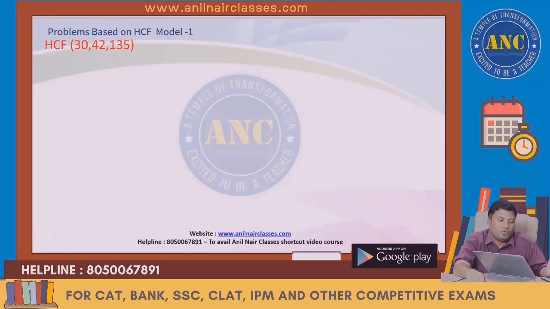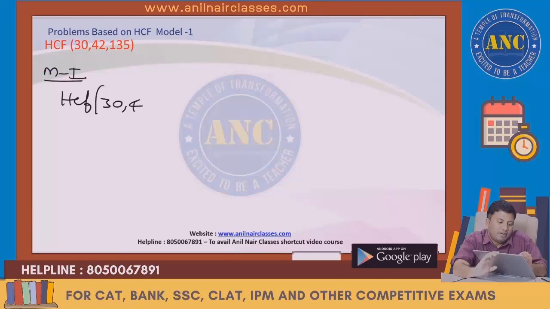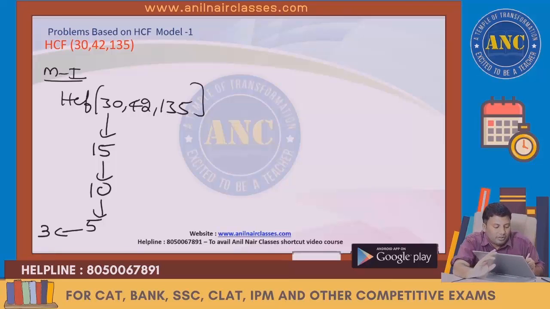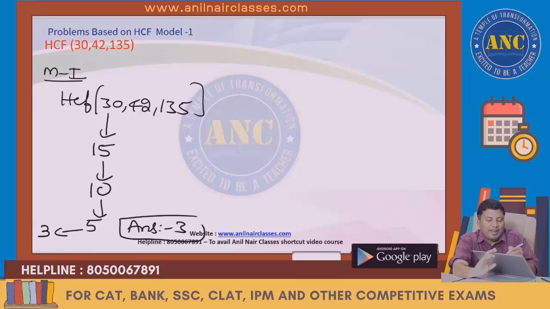30, 42, 135. You can take it in any method. Method number 1, HCF of 30, 42, 135. 30, factor is 15. 15 does not divide 42. Next it is 10. 42 is not divisible by 10. Next it is 5. 42 is not divisible by 5. Next it is 3. 3 will divide 42 and 135. So answer is 3. This is one factor method.